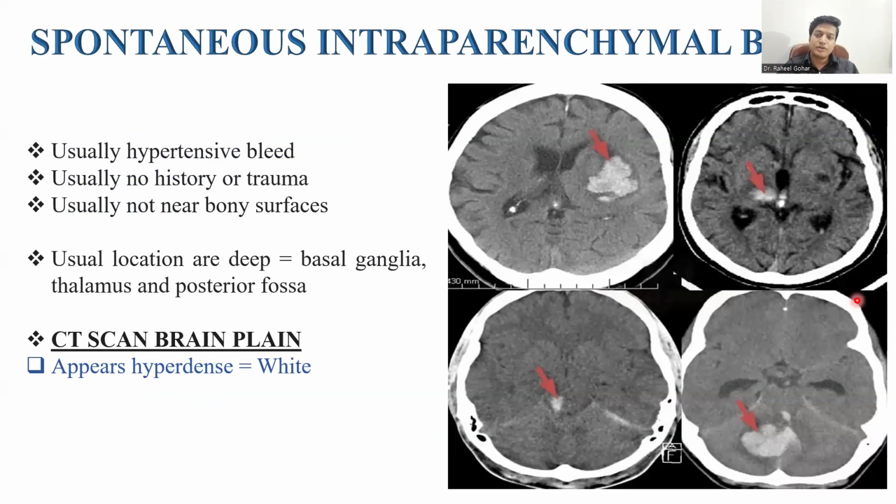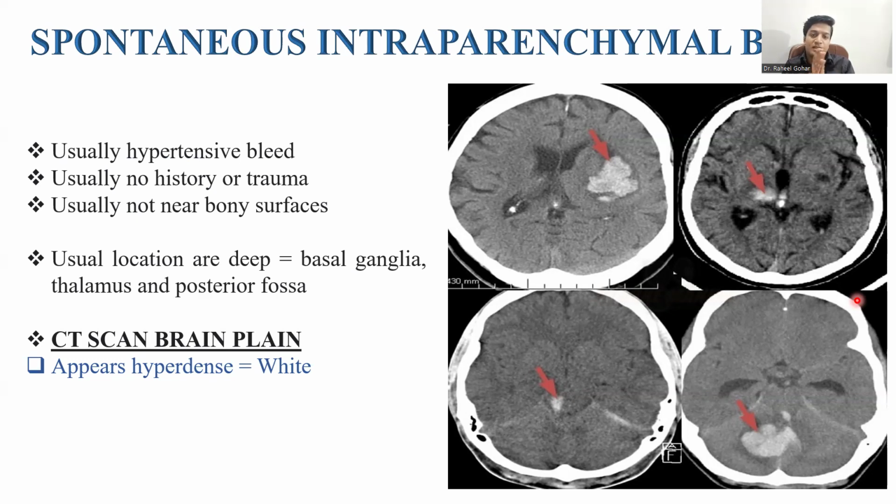Now, after discussing all about trauma, we have come to a part where we are going to discuss spontaneous intraparenchymal hemorrhages, bleeding. For example, if a patient has hypertension and suddenly his BP is 220 by 120 and he gets paralyzed on one side, he becomes unconscious. So we perform a CT scan. There is some acute blood inside the brain parenchyma, and this is known as a spontaneous intraparenchymal bleed.